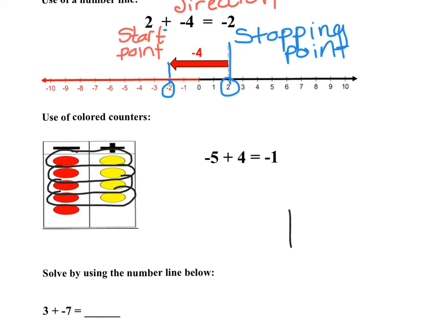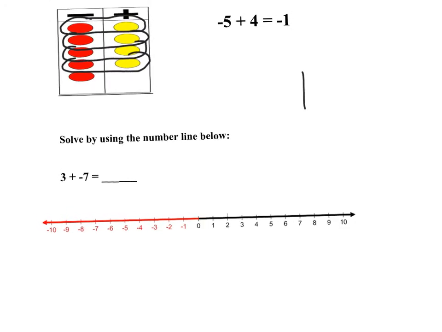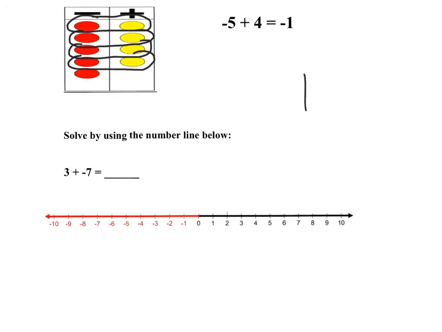All right, so now let's practice using that both ways. We're going to solve by using the number line below. So remember, this 3 here is our starting point. This is where we're going to start. I'm going to start at 3, and I see that I need to add a -7. So that means I need to go 7 spaces to the left.